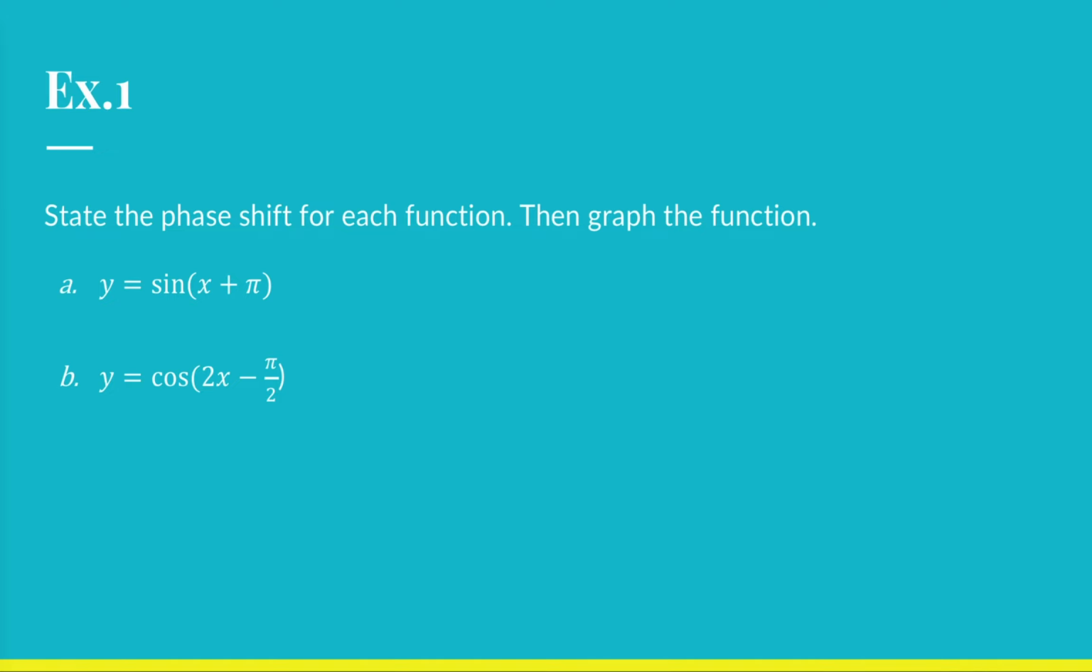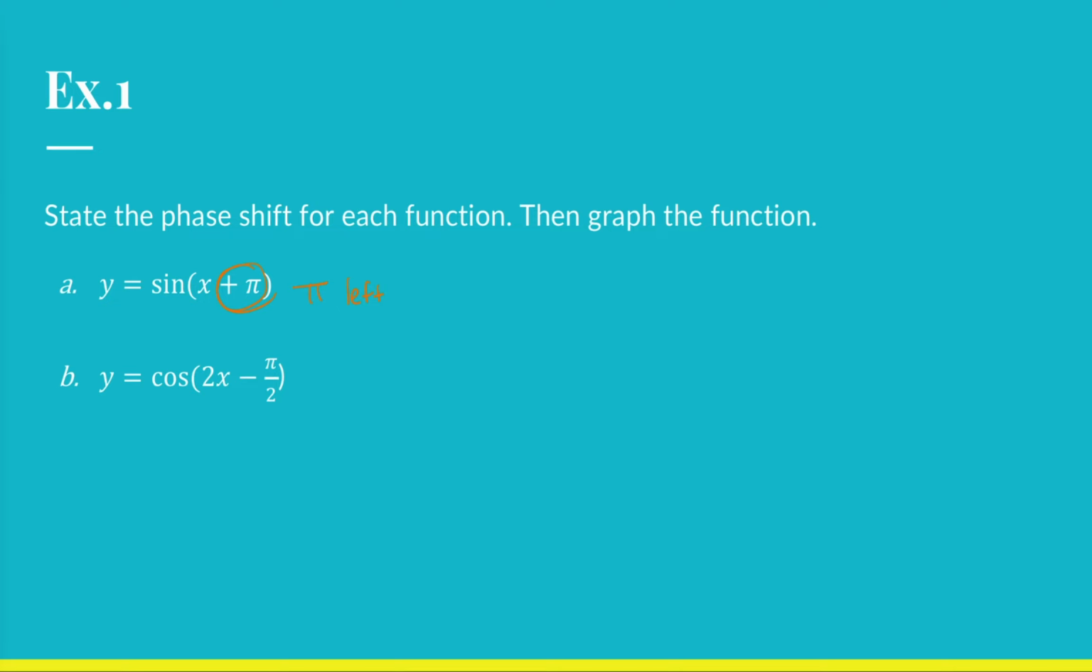So the phase shift for each function, in this case, phase shift is pi, and because it's plus pi, that is going to be pi to the left. Positive is to the left, negative is to the right. It's the opposite of what you think it should be.